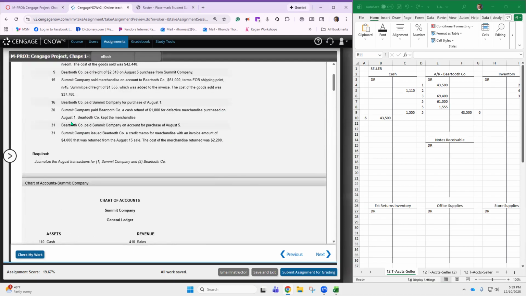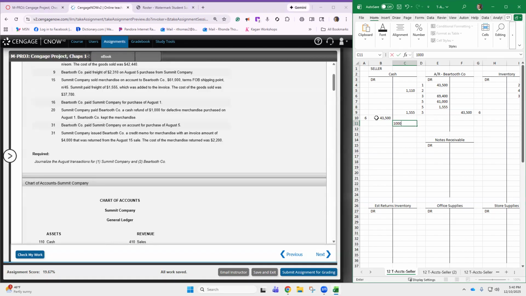Okay, now we are ready. Summit Company paid Beartooth a cash refund of $1,000 for defective merchandise purchased on August 1st. Beartooth kept the merchandise. Okay, so who's in action at first? It's the seller. If the seller pays something to Bear, that means cash is going to go down. Okay, so let's try to start. So we're the seller. Okay, cash is going to go down. So we're going to send Beartooth $1,000.